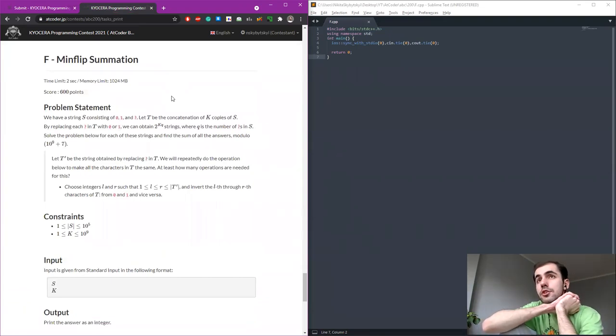Okay, problem F, minflip summation. We have a string S consisting of zeros, ones, and question marks. Let T be the concatenation of K copies of S. Okay, sounds already bad. By replacing each question mark in T with zero or one, we can obtain 2 to the power of KQ strings, where Q is the number of question marks in S. Solve the problem below for each of these strings and find the sum of all answers. Let T prime be the string obtained by replacing question marks in T. We will repeatedly do the operation below to make all the characters in T the same. At least how many operations are needed for this? I choose two integers and invert the L-th through R-th characters of T. Okay. To make all the same, that's simple.